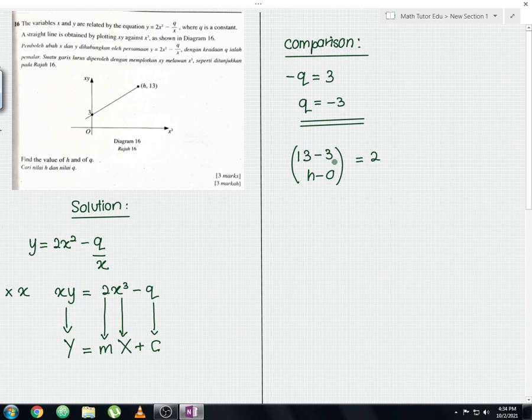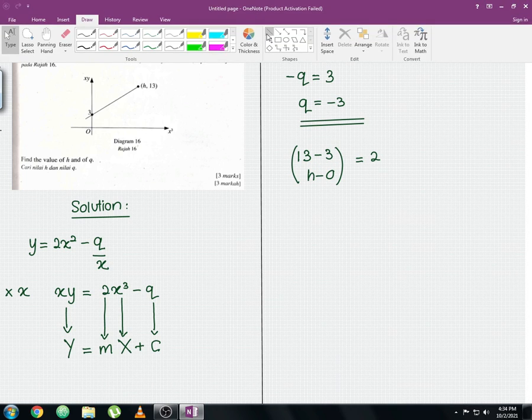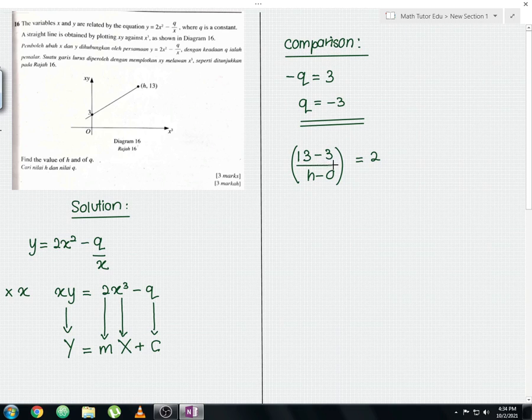Okay, let me underline the fraction. So from here you should get 10 over h is equal to 2. To get your h, you divide 10 by 2. So from here you should get h is equal to 5. Okay, so this is your second solution. Let me underline the solution now.